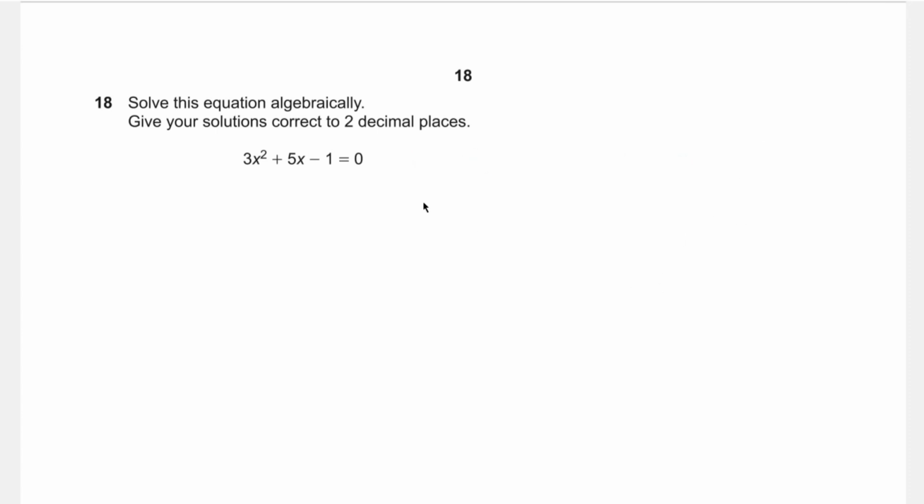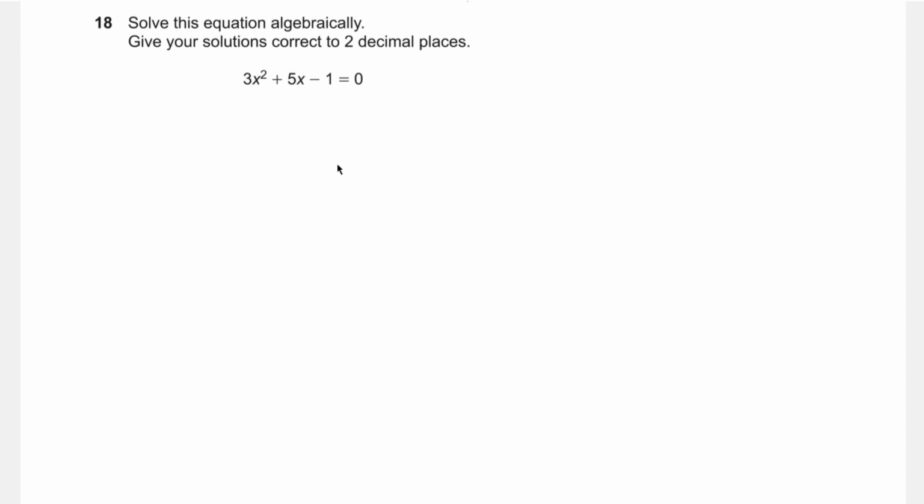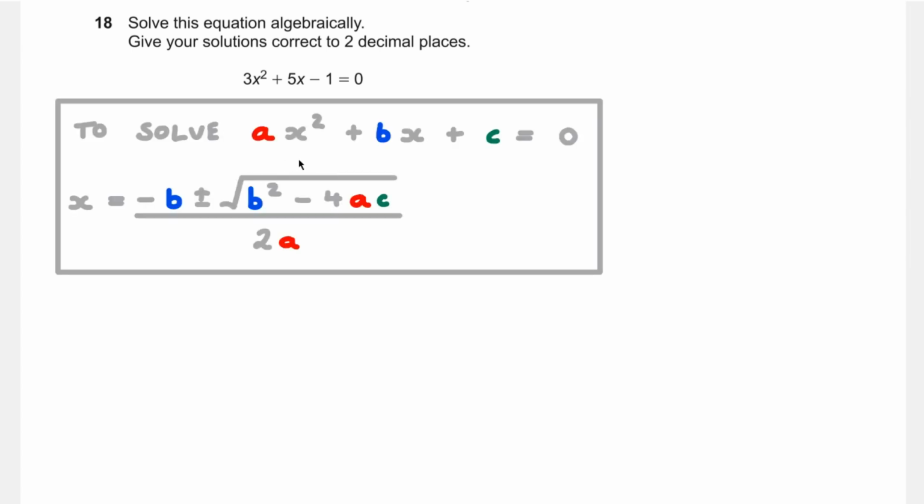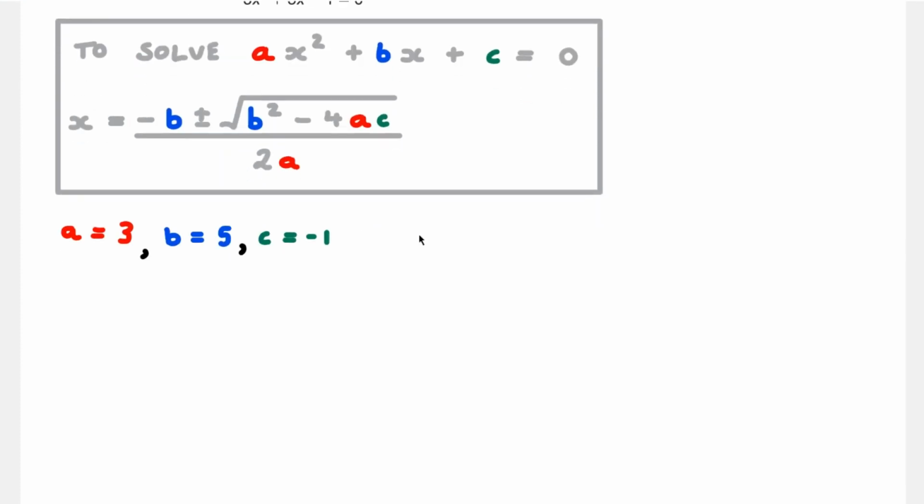Question 18. We have to solve this equation algebraically. Give your solutions correct to two decimal places. We have 3x squared plus 5x subtract 1 equals 0. Now to solve this I'm going to use a quadratic formula. Now in the quadratic formula, to solve ax squared plus bx plus c equals 0, x is equal to negative b plus minus the square root of b squared subtract 4ac all over 2a. Now in our case, a is 3, b is 5 and c is -1. So we can substitute these into our quadratic formula.